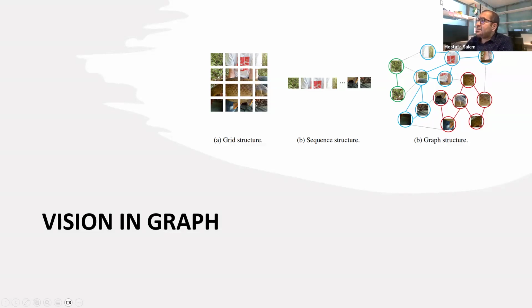If you have images like these, you can cut the images into pieces, and this is the grid structure. And also you can treat these patches as a sequence, and this is the sequence structure. And also you can connect the patches, you can treat patches as nodes and try to connect them somehow to create a graph. Actually, in the deep learning community, if you have a grid structure, the best thing to use is the CNNs. If you have a sequence structure, the first architecture to use is the transformer. And if you have a graph structure, the best thing to use is graph neural networks.